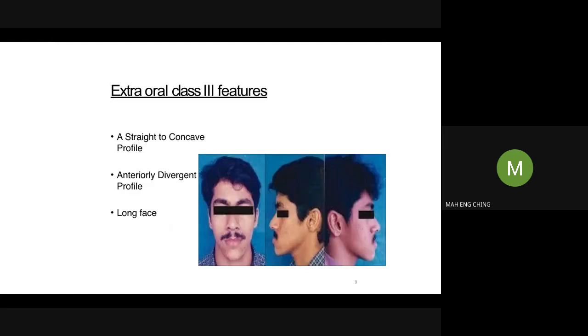So what are the extraoral Class 3 features? They usually have a straight or slightly concave profile and an anteriorly divergent profile. It means they have a high FMPA, or frankfort mandibular plane angle. Look at this anteriorly divergent profile: it means the lower jaw is too long. We call it an anteriorly divergent profile. So a long face is a very common feature for the Class 3 skeletal pattern.